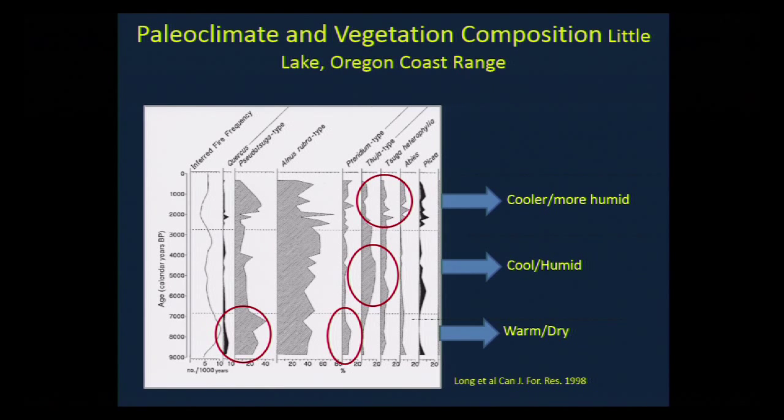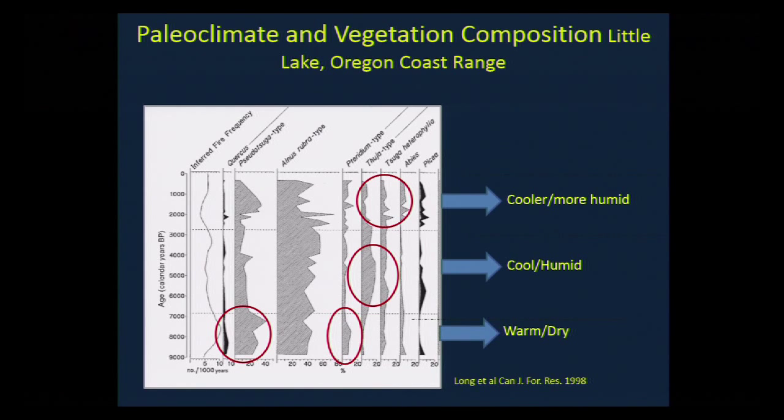So there's been a link between climate and vegetation composition that goes way, way back in history, way before I was on this planet anyway. And this is a good example from some of the work that Long and his colleagues did at Little Lake, which is a little lake in the central Oregon Coast Range.